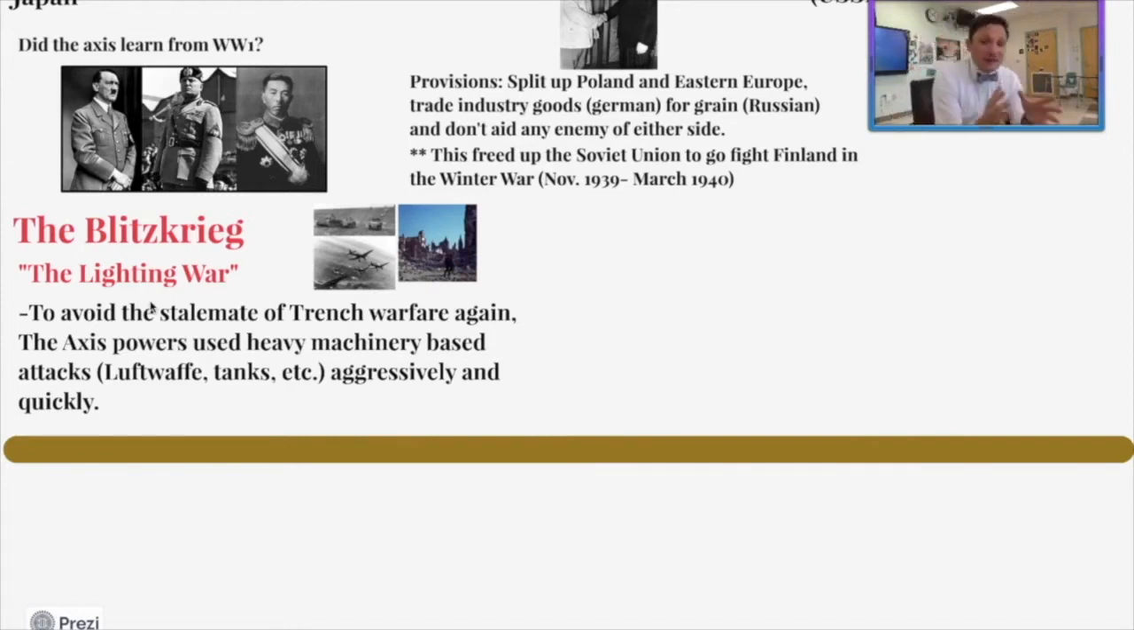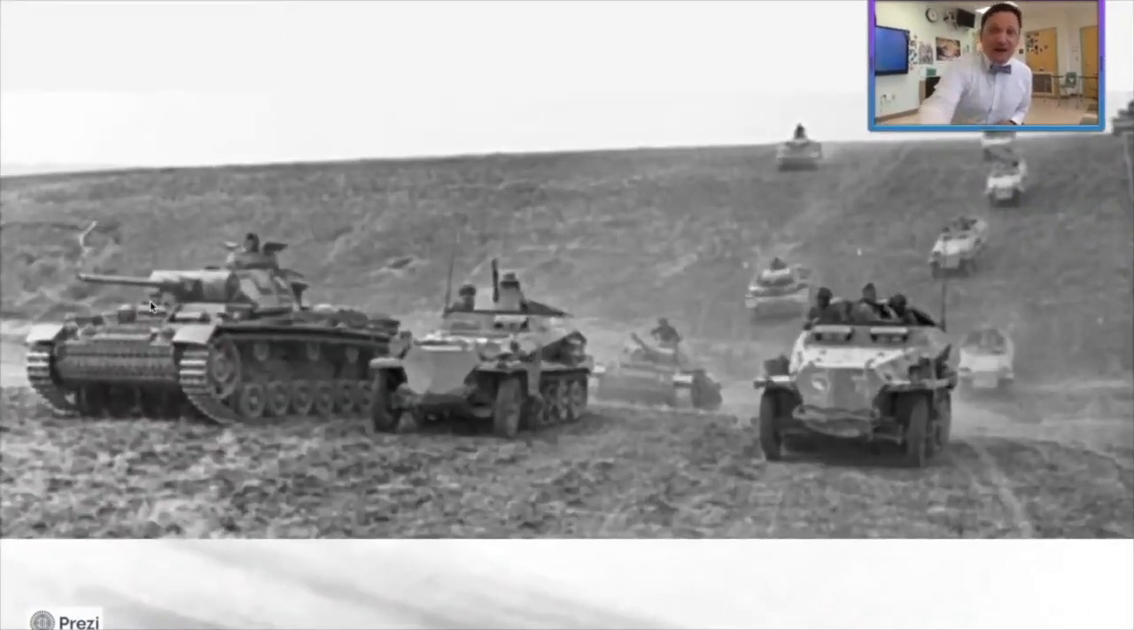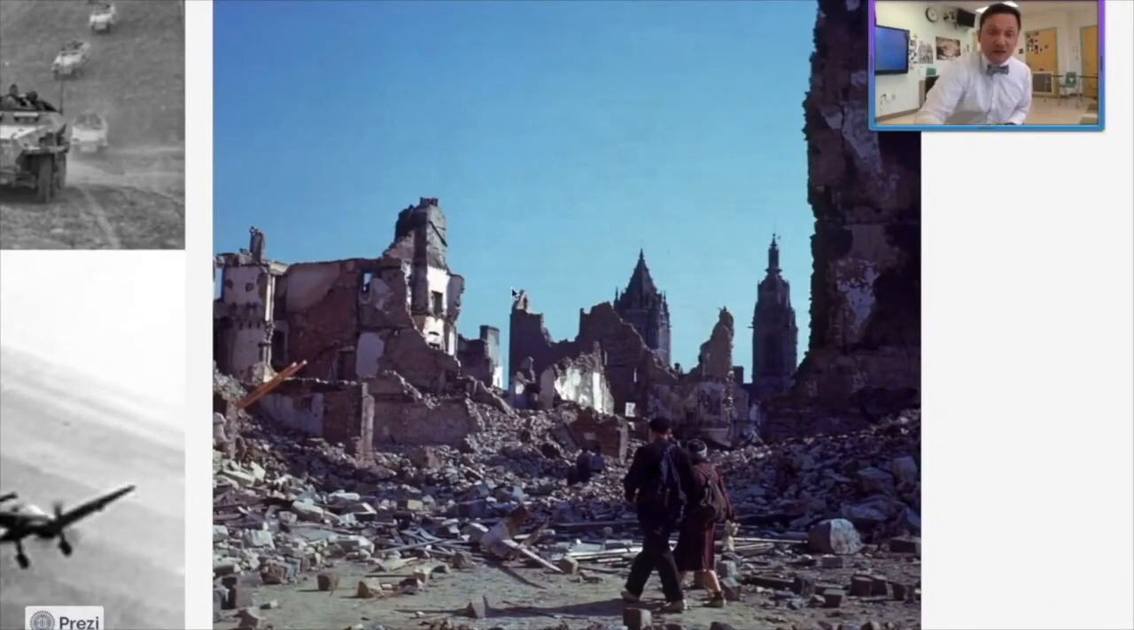To avoid a stalemate of trench warfare, the Axis powers used heavy machinery-based attacks, right? The Luftwaffe, known as the German Air Force, and tanks rolled in an immediate invasion, and they went aggressively and quickly, hence Lightning War, right? And this is going to devastate the Allied armies, and it's going to devastate their civilians' ability to fight this war and keep producing war materials, right?